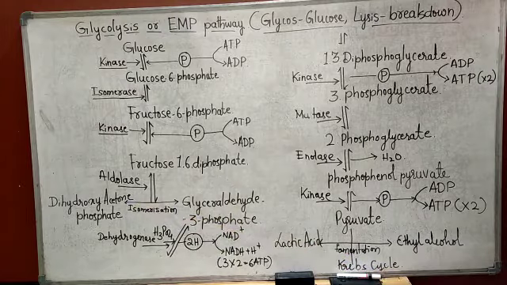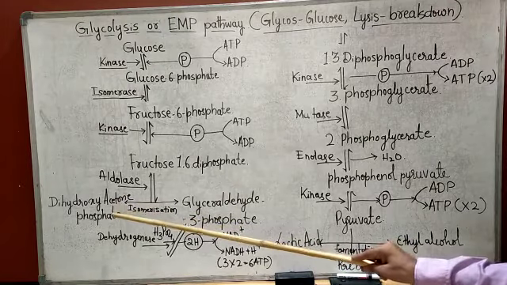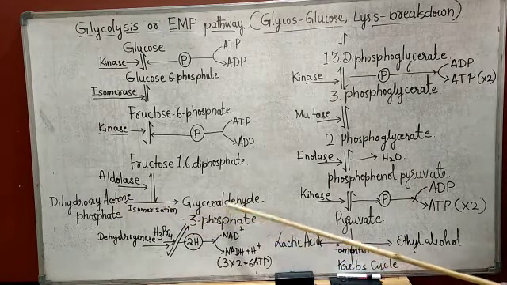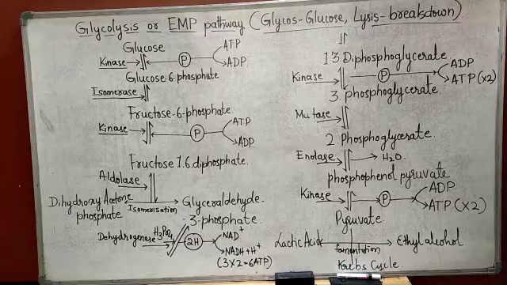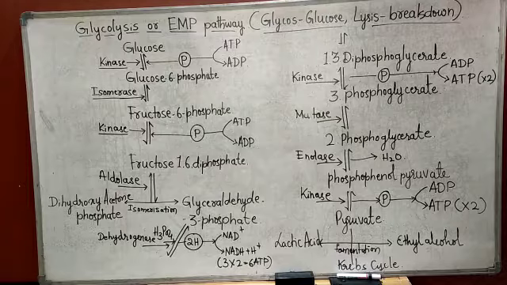These are isomeric substances. That is, DHAP is isomerized to G3P. DHAP means dihydroxyacetone phosphate. G3P means glyceraldehyde 3-phosphate. They are isomers. That is by the action of the enzyme isomerase.